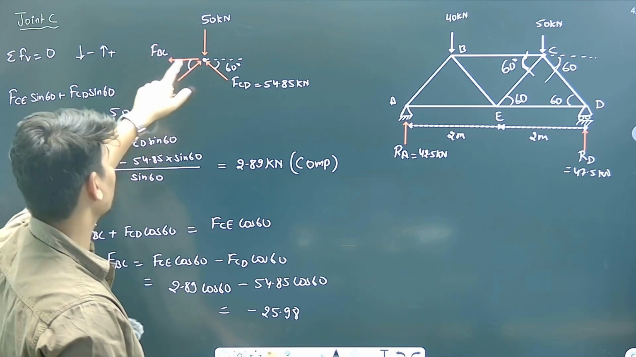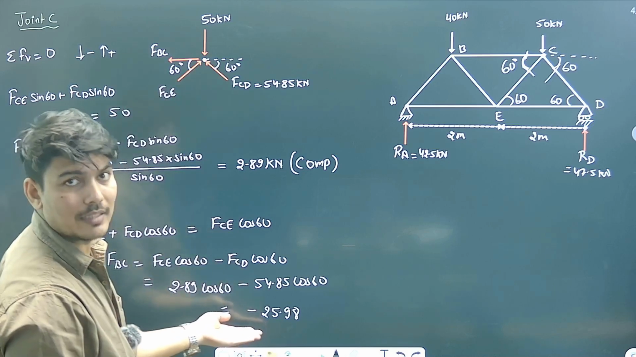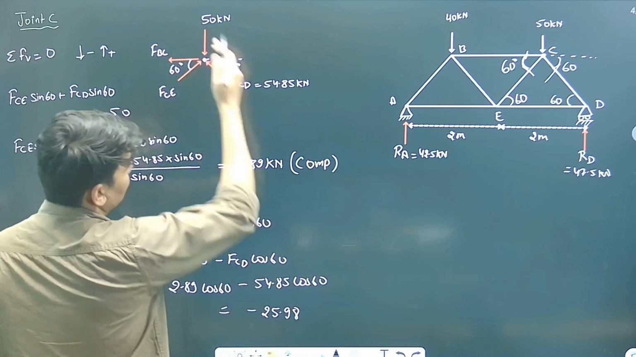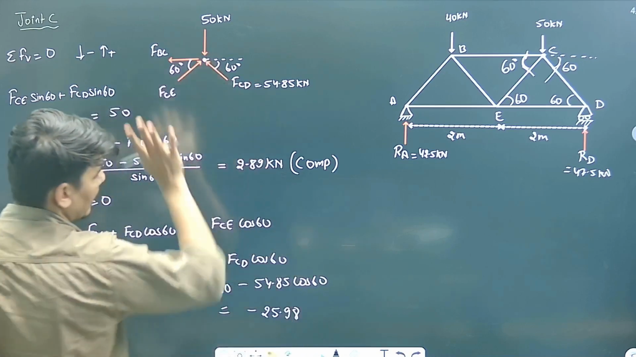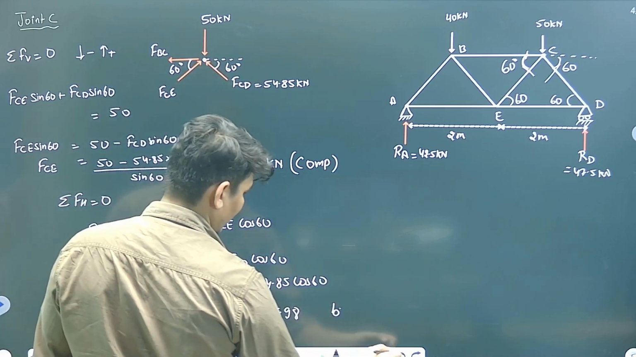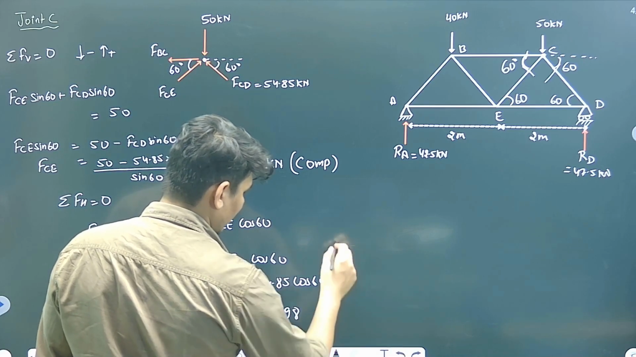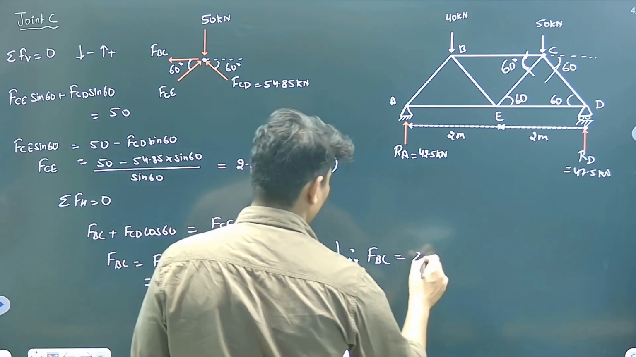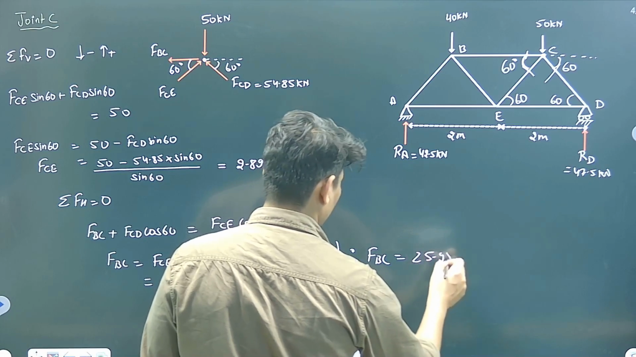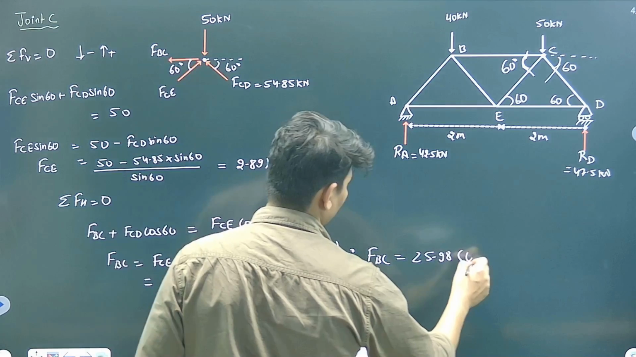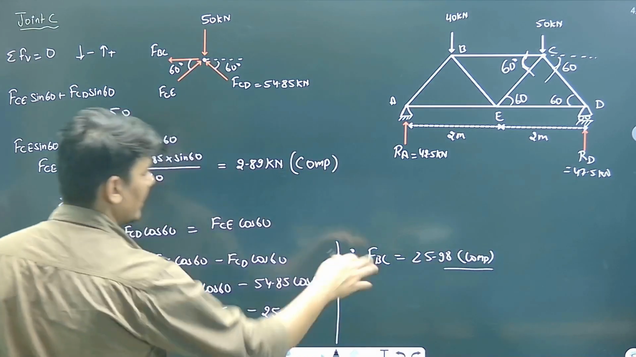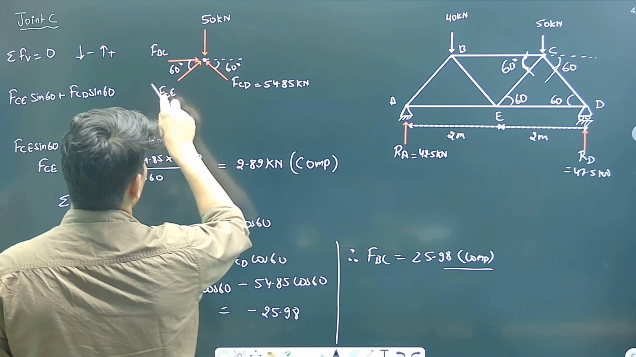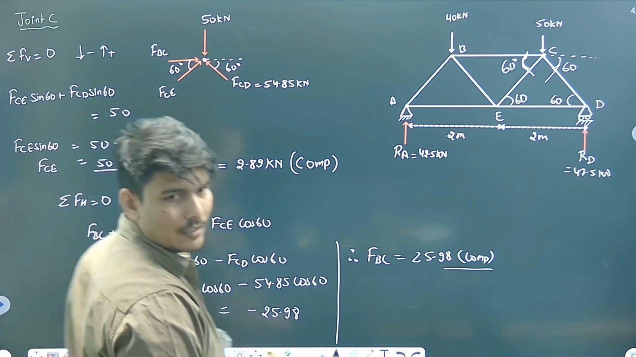Joint से away जा रहा है ना, तो मैंने टेंशन माना है. But I found my answer negative. That means the assumed direction was incorrect. So I need to say sorry to the question and then just reverse this direction. That means I assumed it tensile, but as it is negative, I can write therefore force in BC member is 25.98 kilonewton, but the nature is not tensile but compressive, right? Negative sign आने से ऐसा करता है. That means I can change the direction of this. This is the correct way. Hope you understand.